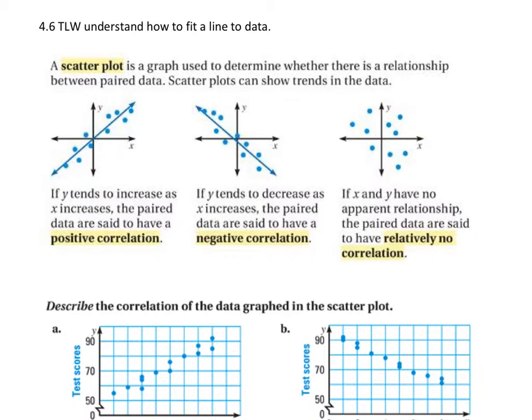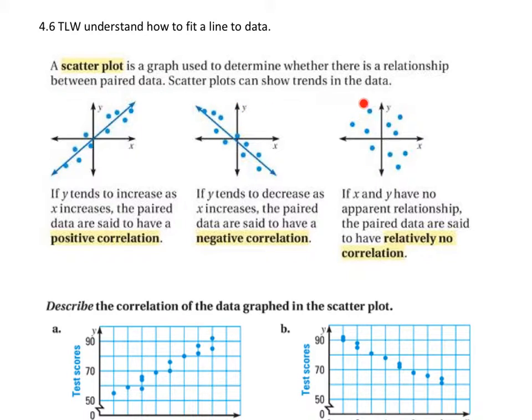Alright guys, today's goal is the learner will understand how to fit a line to data. Okay, so we have scatter plots here. See how they're not actually lines, but we're going to try to fit a line to be somewhat close, okay? So it says a scatter plot is a graph used to determine whether there is a relationship between paired data.